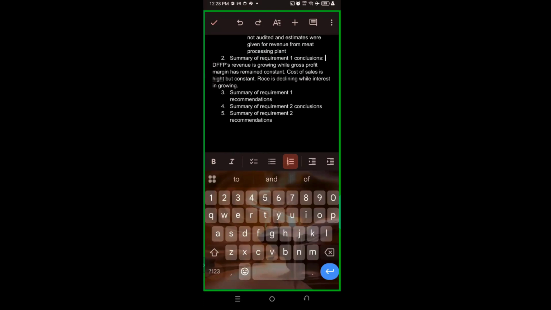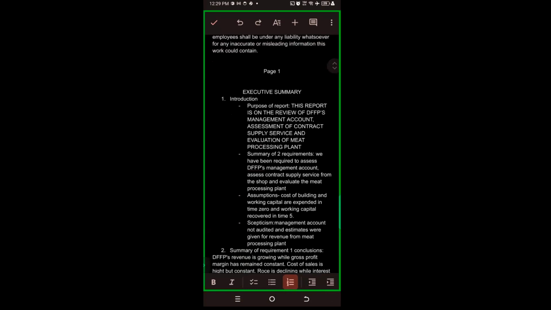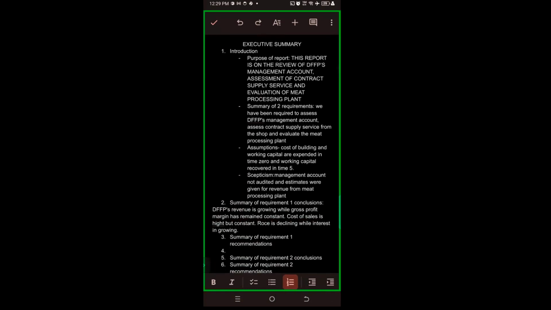That's the summary. Then summary of requirement one, conclusion, and all that, you do the same thing. And that will be the end of how to write a proper report. So I believe that with this, and as a matter of fact, this is the first class, I will have to show in detail like this how to go about the report writing.